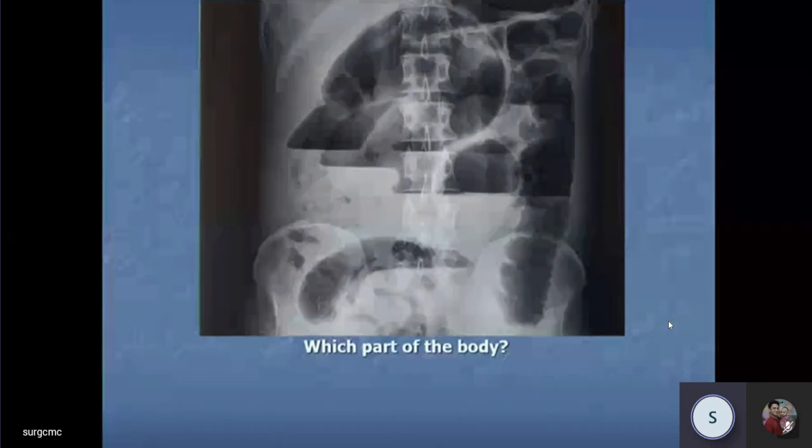And if the patient cannot stand erect, then what will we do? Lateral decubitus. Which side? Left lateral decubitus. Say it completely: left lateral decubitus. Okay, so let's go on to the next X-ray.